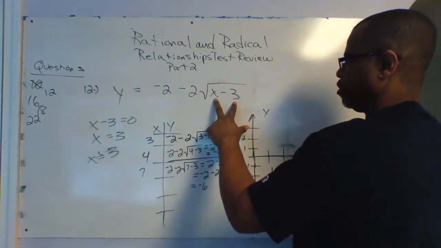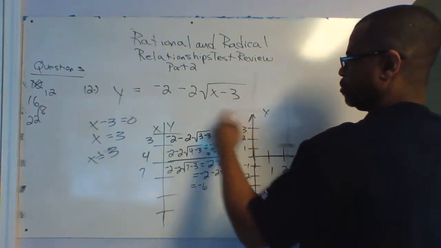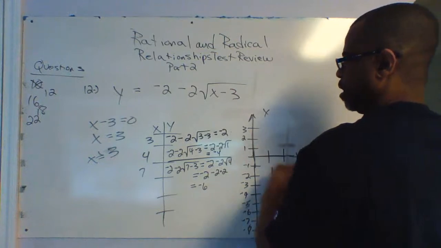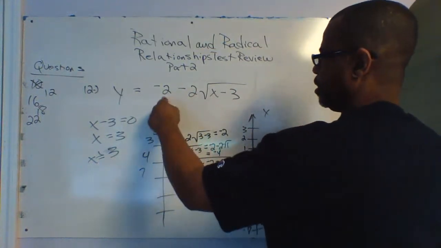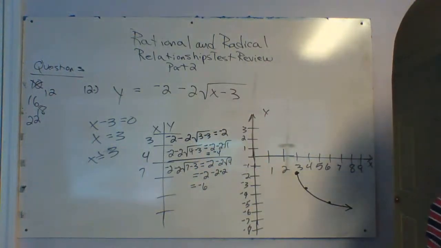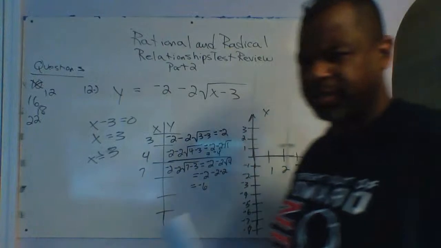This transformation you're going to shift 3 to the right. This transformation you're going to do a reflection about the x-axis. Then you're going to double it. And this transformation you drop it down 2. And that's going to be the answer for number 12, 3 transformations.